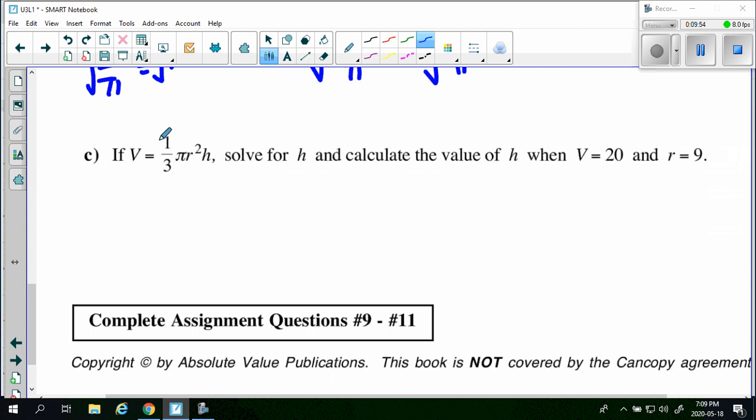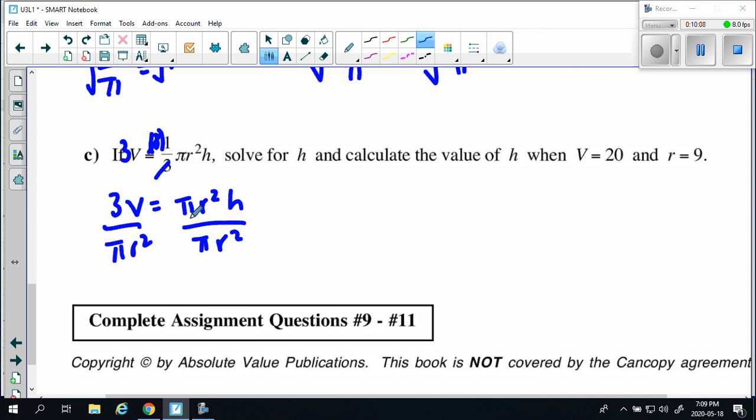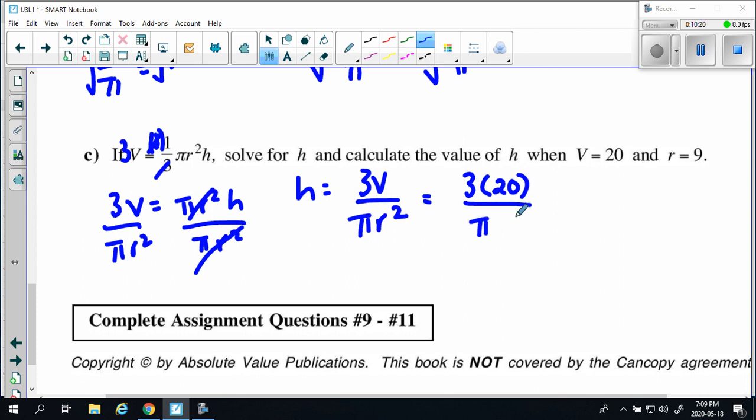So I always like to get rid of the fraction first by multiplying both sides by 3. So 3v is equal to pi r squared h. And then I can divide both sides by pi r squared to get h is equal to 3v over pi r squared. So they've given us v and they've given us r. So we're typing in 3 times 20 and then pi of 9 squared.